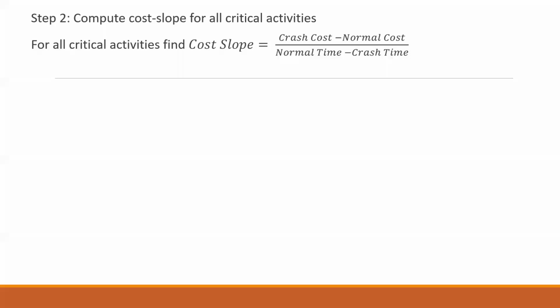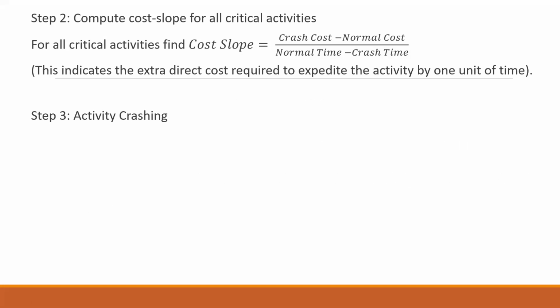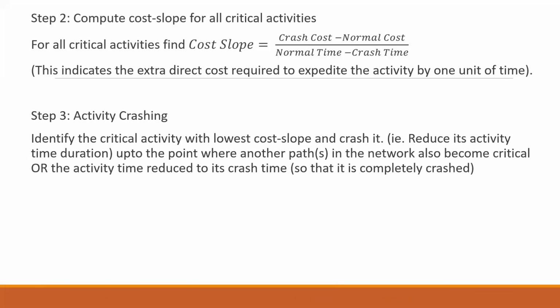Okay. Once we find this, the next step is to do the activity crushing. Activity crushing means we have to identify the critical activity with the lowest cost slope and crush it. When I say crush it, we have to reduce its activity time duration. Now, one more thing, as I told you, your crush time will be given to you, but it need not be that you have to use the full crush time to reduce the duration.